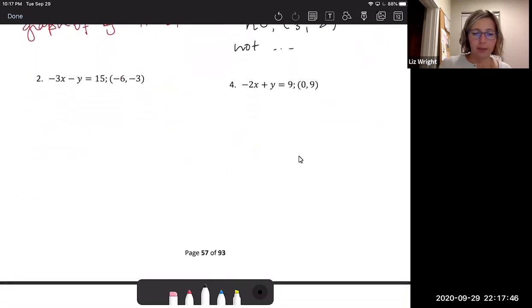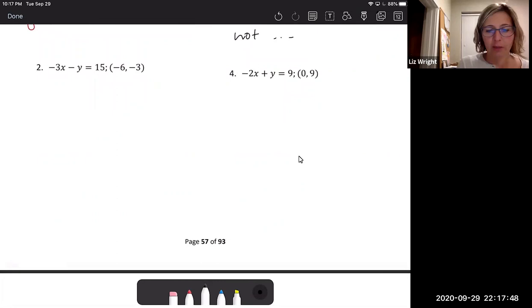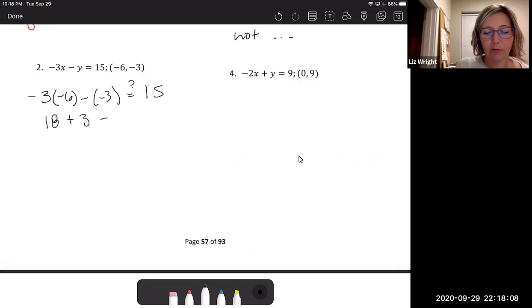All right, let's check these. On your mark, get set, go. It's a race. So we're checking -3 times -6 minus -3, does it equal 15? So here we've got negative times the negative. Careful with all your negatives on this one. Negative times the negative is going to give us a positive. We've also got another positive, and that's going to tell you right there that it doesn't equal 15. So 21 does not equal 15.